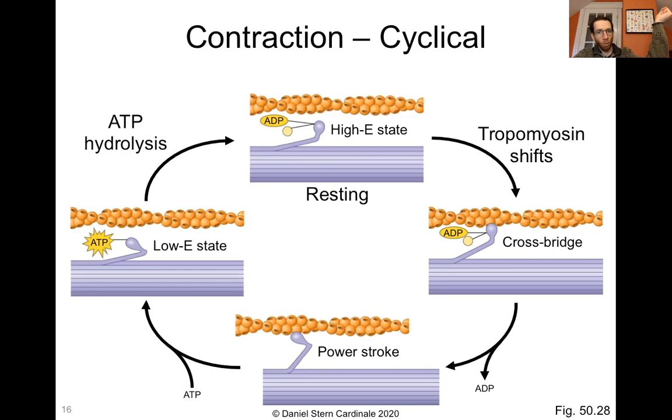You reach up and form a cross bridge. You do the power stroke. That's actually the shifting. That's the contracting step. Then you add ATP and let go. You hydrolyze the ATP and shift back. Now you want to grab back on. And that's what the cycle looks like over and over again.